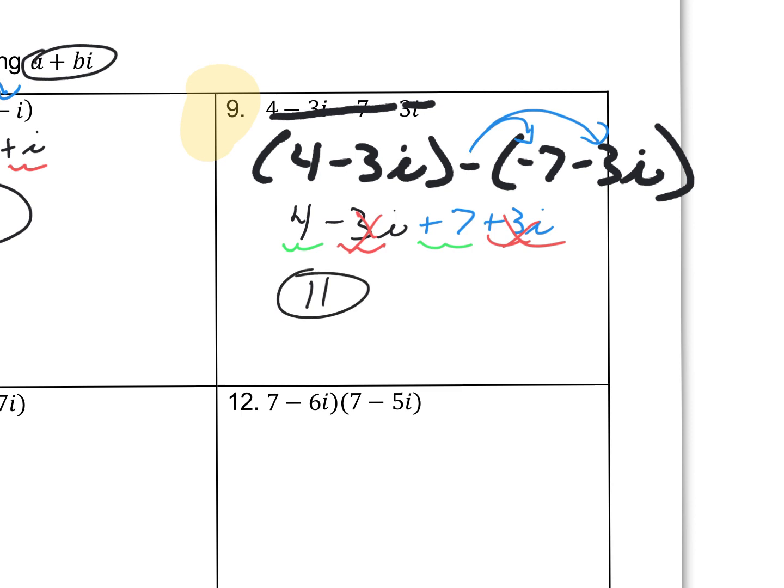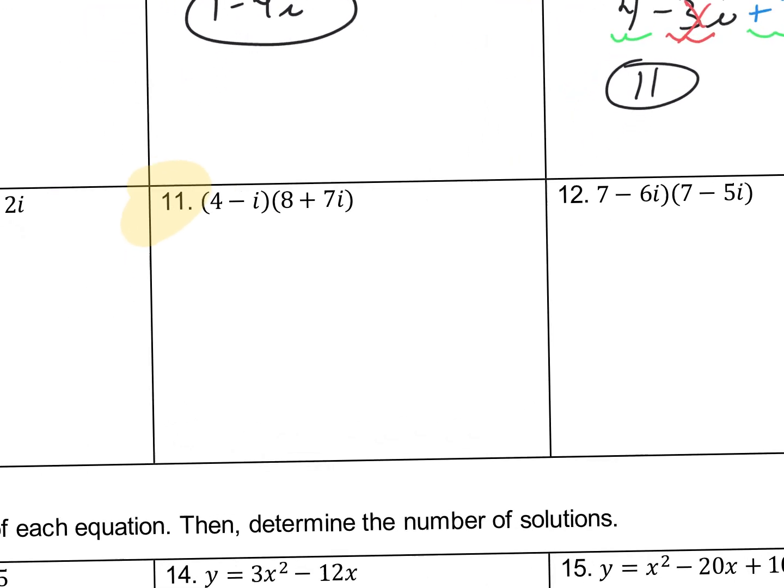Now, it's not likely that that canceling will necessarily happen on the test. But I did want you to see this problem where you're distributing that negative. It just happened to be that the i's canceled out in this one. Okay? All right, now let's zoom in on number 11.